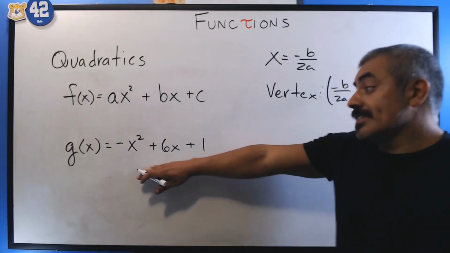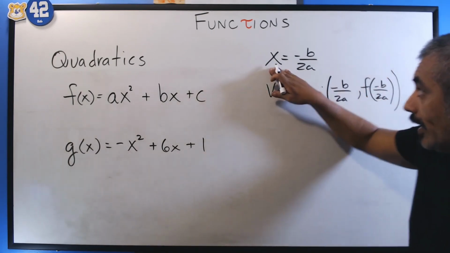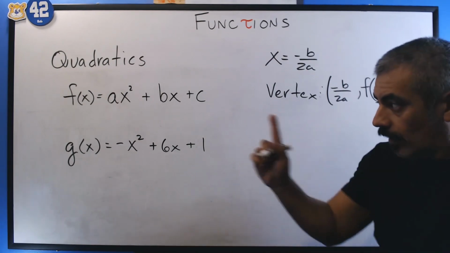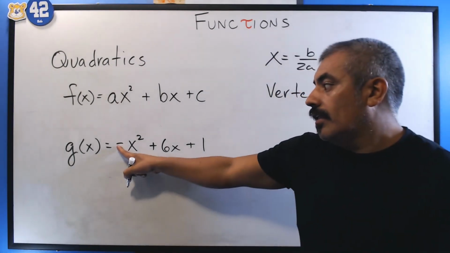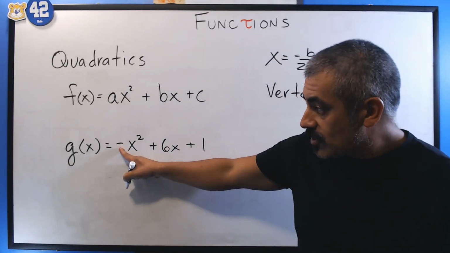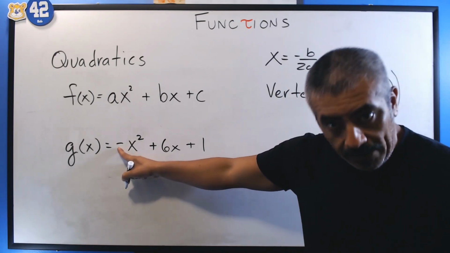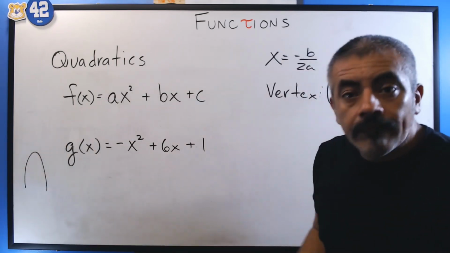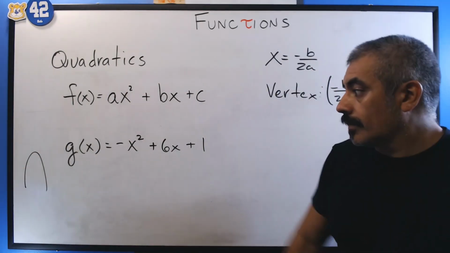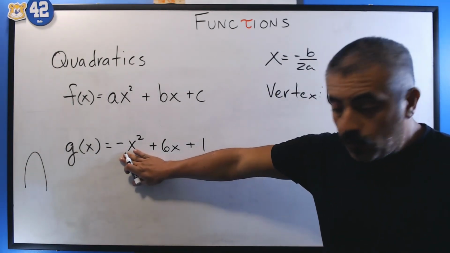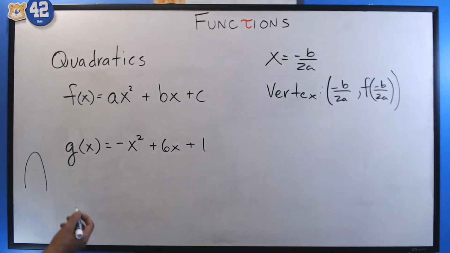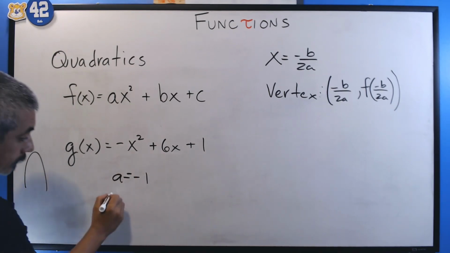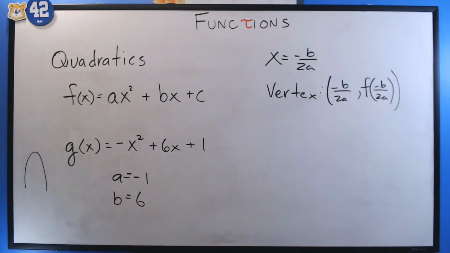Now let's take a look at this example to see how to apply x equals negative b over 2a and then that to find the vertex. First, note that the coefficient of x squared is negative. Therefore, this parabola is going to open upside down in some way, somewhere on the plane. A is negative 1. B is 6. And we only need those two.